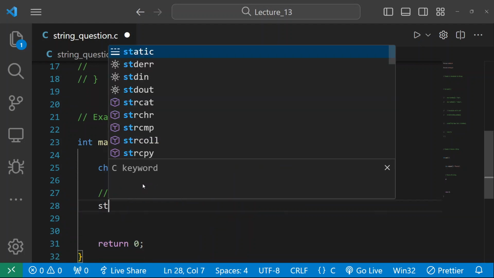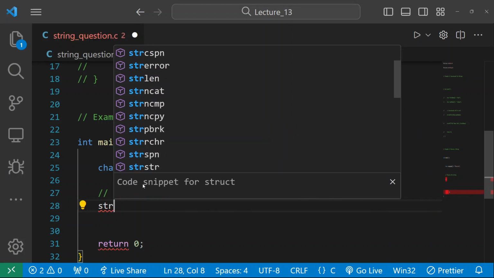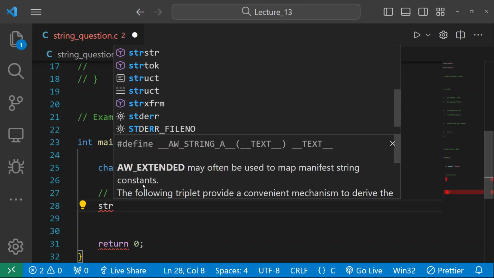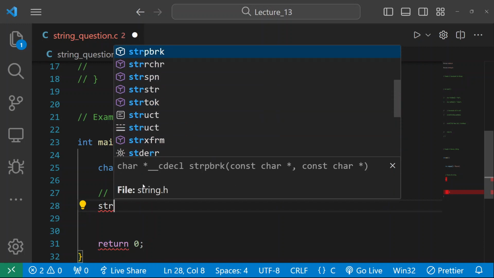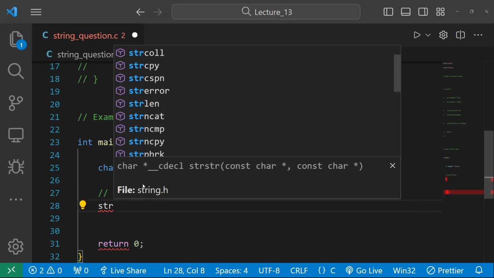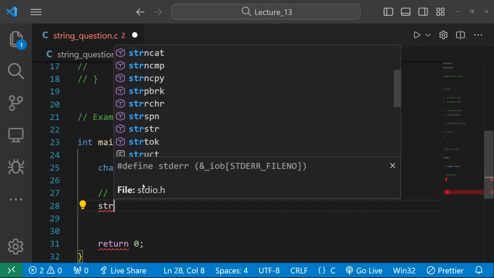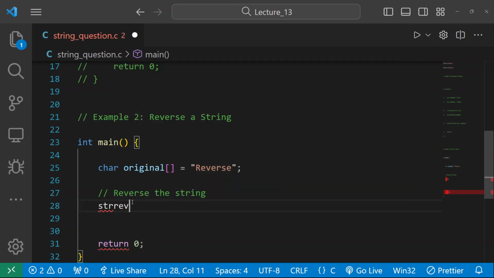The function name is str. You can see there I got a lot of names. Let me check which one will be helping me. I know its name, but let me check. If you forgot, this is the thing present in VS Code. It is not possible to learn all the things, that's why this is provided to you. To be a good programmer, you need to be a good Google searcher as well as a good thinker. So this is the function strrev.